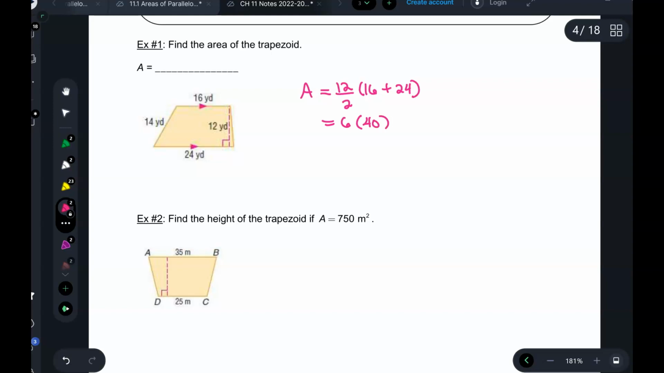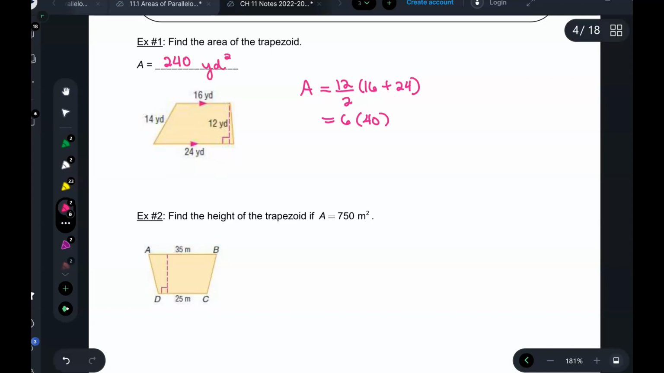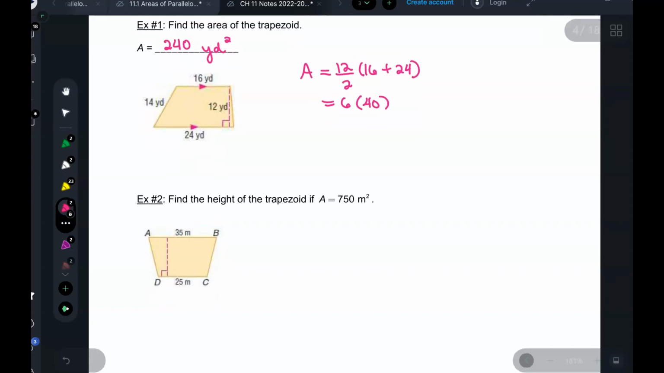Okay, so 6 times 40, what do we get? 240 square yards. Okay, good. Just plugging right into the formula.